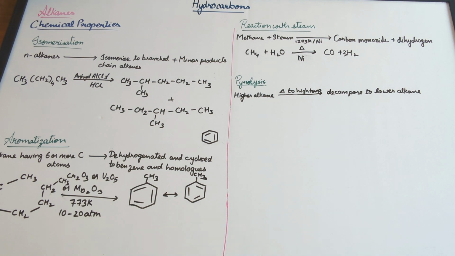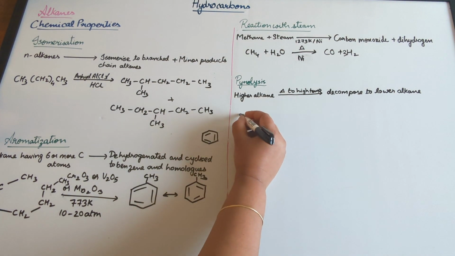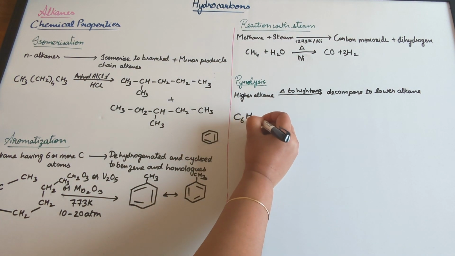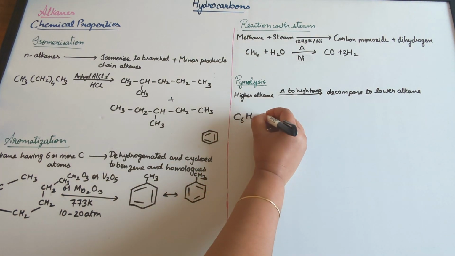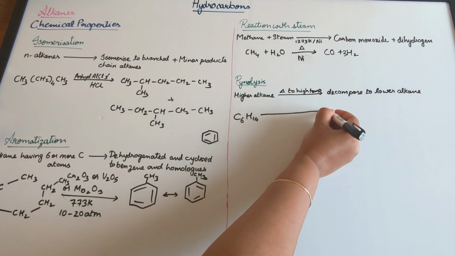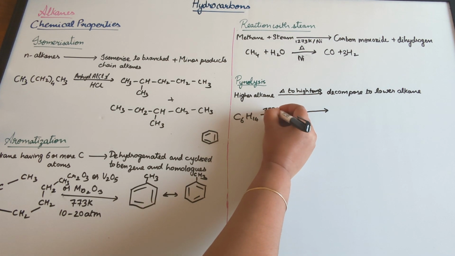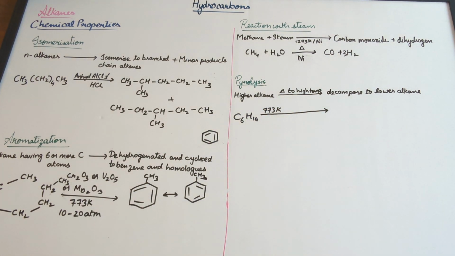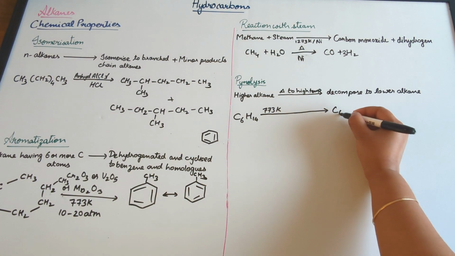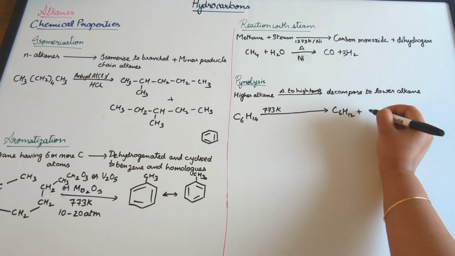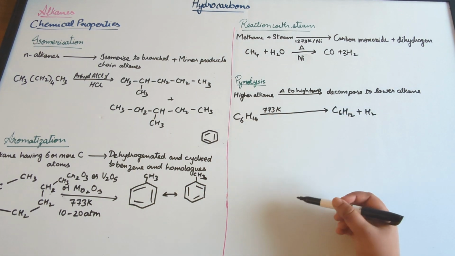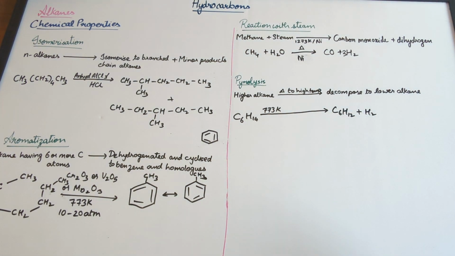Now here we're using the example of C6H14. We are again taking hexane. Now this is heated to 773 Kelvin. So the first kind of product that we could probably get is C6H12 plus H2. So C6H12, basically you're losing 2 hydrogen atoms for us to get a double bond.